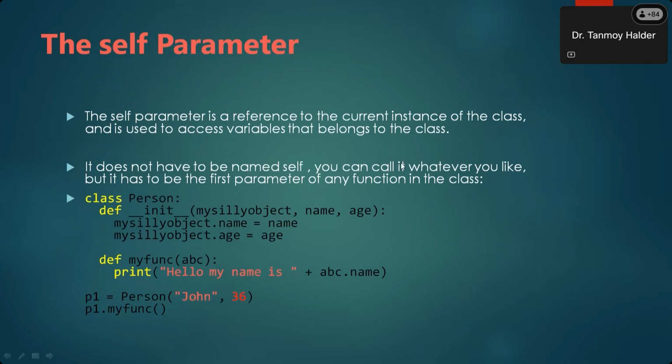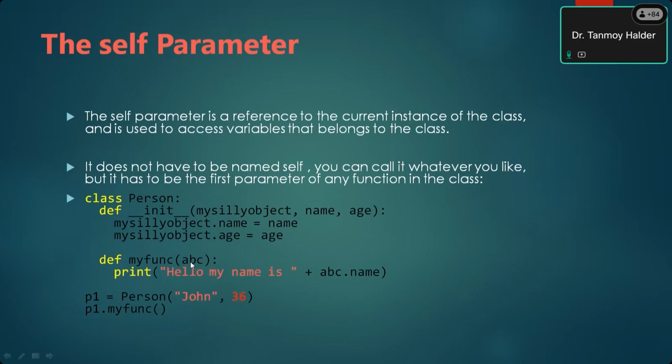This example I have included just to show that the name self you may change. You can give any other user-defined name. Here in this example, I have removed the name self and I have used a user-defined name, my silly object. This is the name of this argument. So it will work, whatever name you give here.